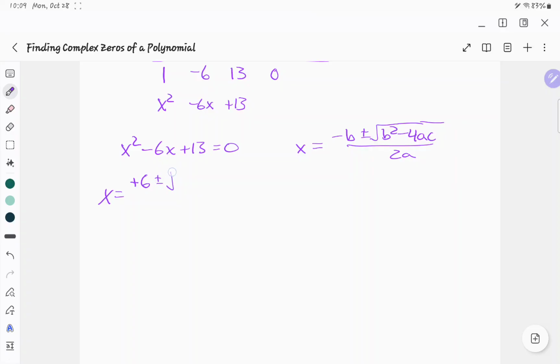And then plus or minus the square root. We got the b squared, so this negative 6 squared would be a 36. And then minus 4 times negative 6 times 13. All right, I'll probably need a calculator to figure those out. And then I'll divide by 2a. A in this case is just the 1. And actually, I can see I messed up on this part right here. That should just be a 1. It's 4ac, not 4bc.